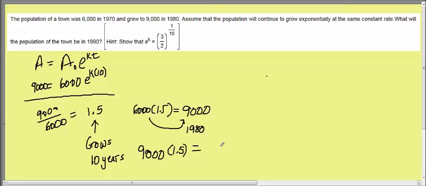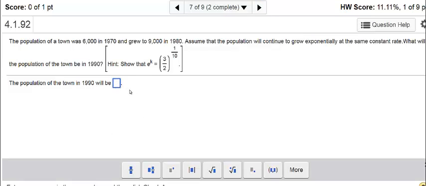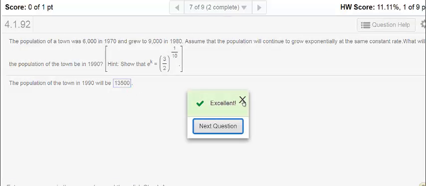So let me type that in. Pretty easy to do, but that would be 13,500. So this should be the answer. It's really straightforward. I have it pulled up on my MyMathLab, so let me just go over and get that real quick. So this is in 1990 because it's another 10 years. It's 13,500, and you're done.